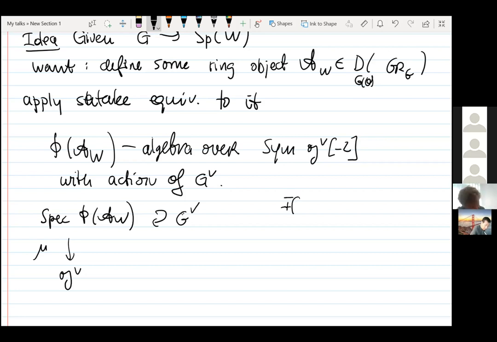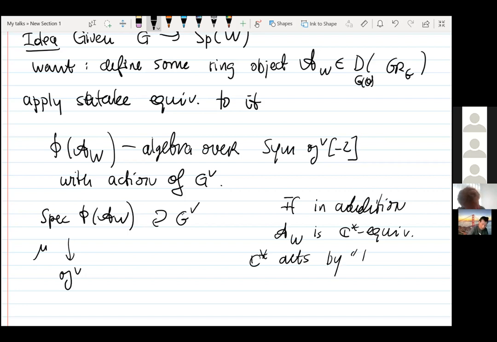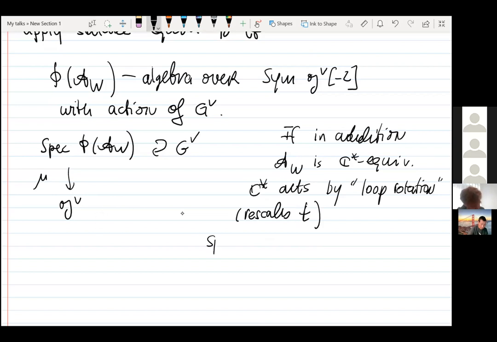So if in addition you require that this AW is C star equivariant, where C star acts by what's called loop rotation, so that means that it rescales the variable T, then the spec of AW will automatically be Poisson. In fact, it will come with the canonical quantization. But unfortunately I don't have time to talk about this.